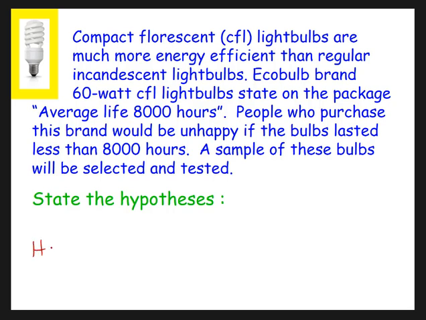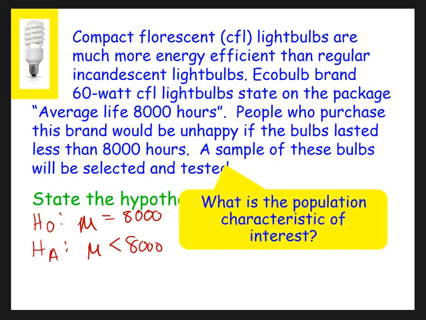So our alternative would be the mean is less than 8,000 hours. And so then the null, the neutral, is that the mean has to be equal to 8,000. Now remember, this really does include equal to or greater than 8,000, but we're just saying equal to because that's how we construct the null hypothesis.